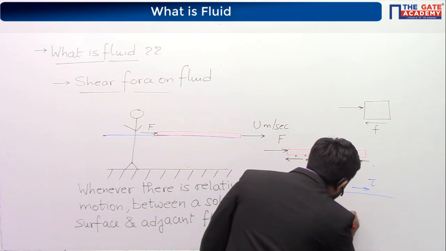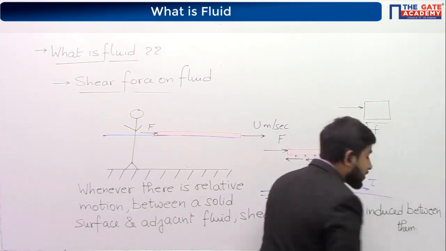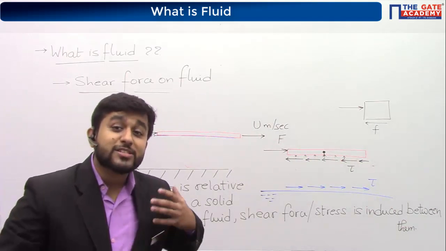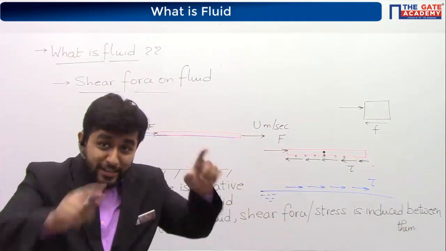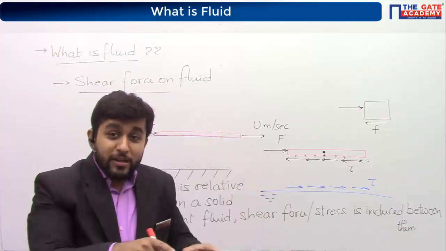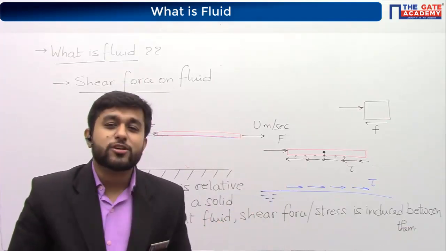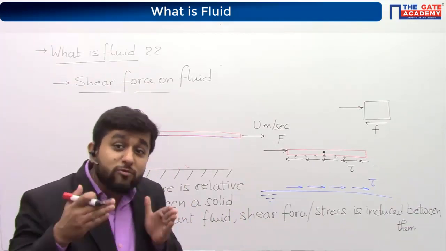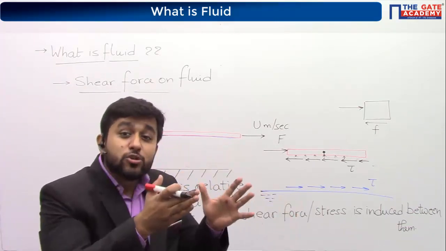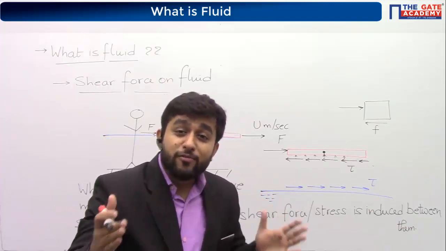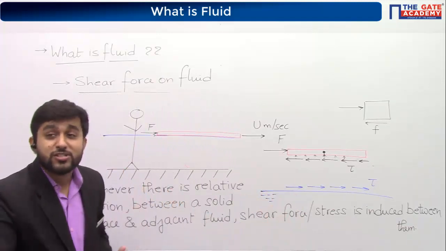is induced between them. So basically when water moves inside a pipe, it moves with respect to a solid surface, the inner solid surface of the pipe. So there is relative motion between liquid and solid surface, so there will be some shear stresses. When a ship moves in water, ship means solid surface, water means fluid, so relative motion between ship and fluid, so there will be some shear stresses. Is that clear?